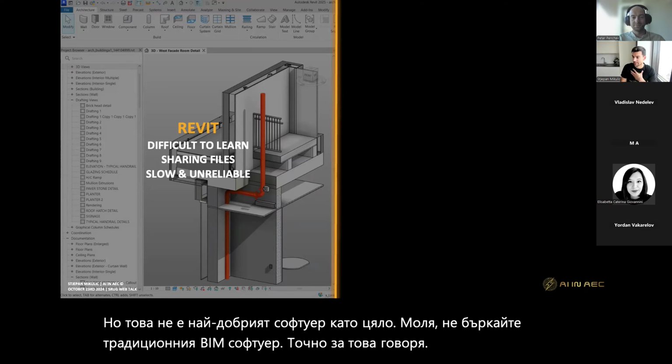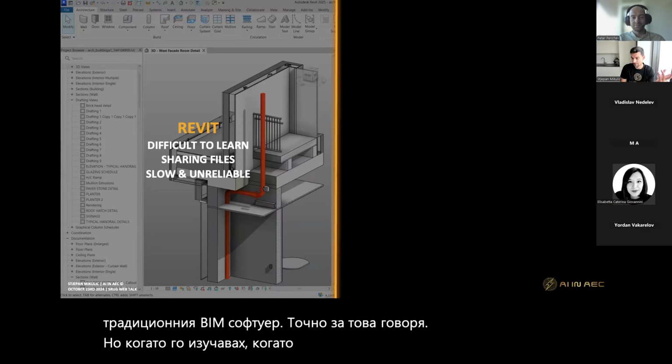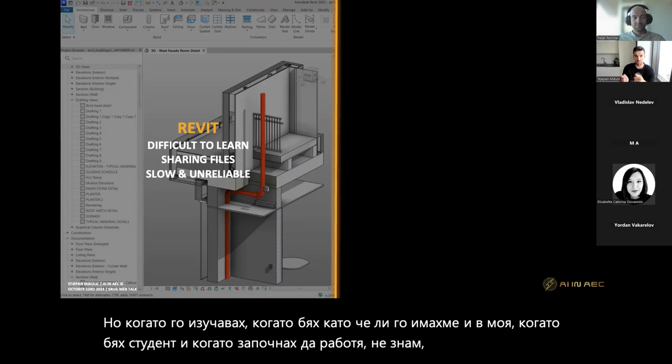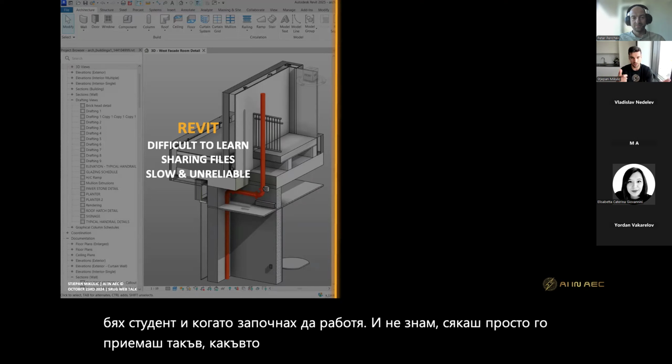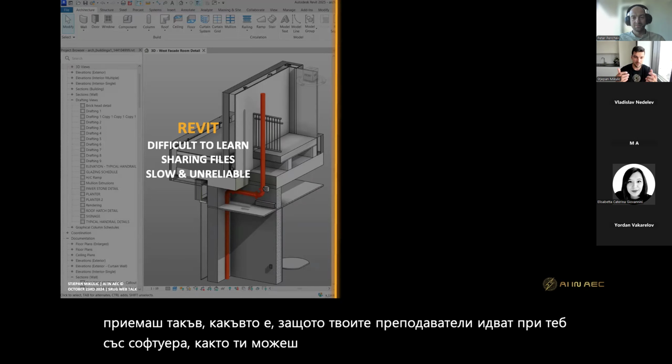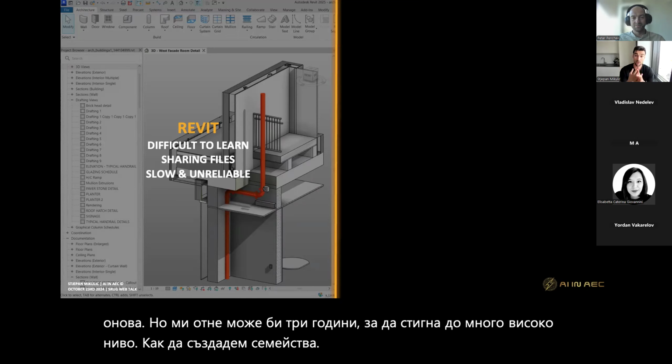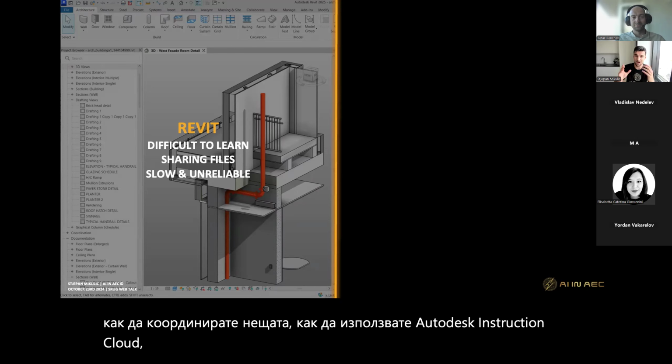When I was a student, and when I started working, you just accept it for what it is, because your lecturers come to you with this software and say you can do this and that. But it took me maybe 3 years to get it to a very high level: how to create families, how to make them parametric, how to coordinate, how to use Autodesk Construction Cloud. This is very complex stuff that takes years to learn.